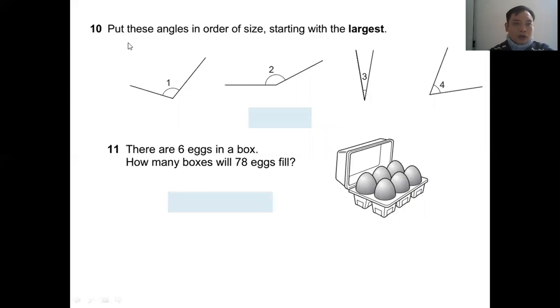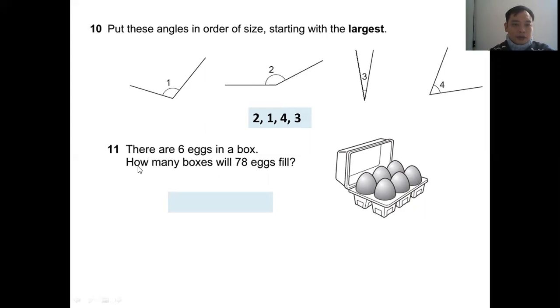Question 10. Put these angles in order of size, starting with the largest. So you have this angle, these angles, these angles, and these angles. So 2 is the largest, followed by 1, followed by 4, and the smallest will be 3.